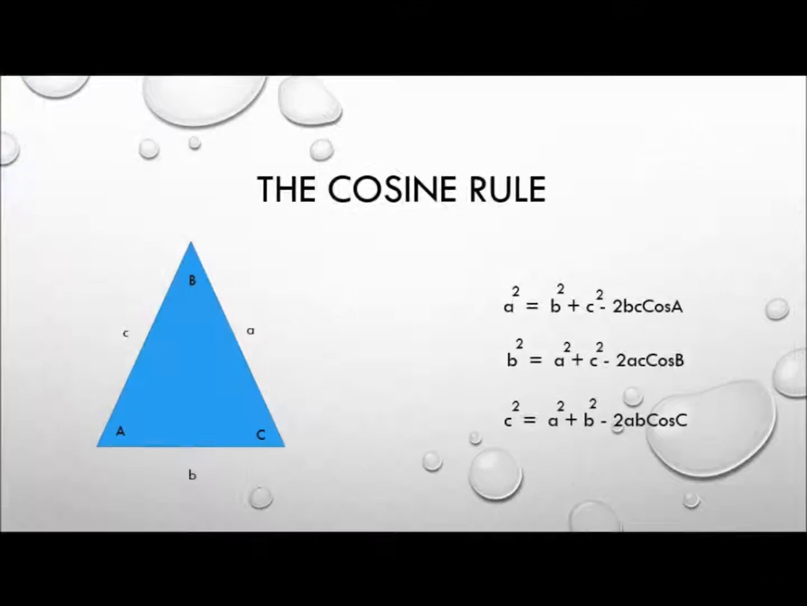Any of the variations of that work though, so you could have a squared equals b squared plus c squared minus 2bc cos a, or b squared equals a squared plus c squared minus 2ac cos b. Basically what we're saying is the side that you're looking for squared is equal to the sum of the squares of the other two sides minus 2 times the product of the other two sides multiplied by the cosine of the angle between those two sides.